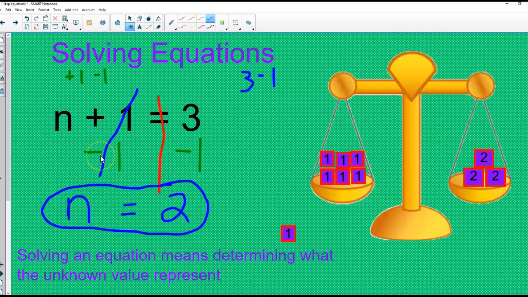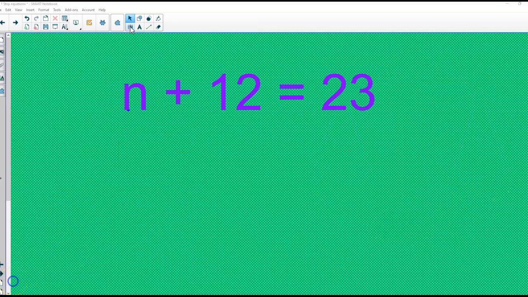Okay, and we did it by using the opposite operation. Okay, now as I said, I know most of you can do this in your head, but you need to be able to write the opposite operation here and to solve. I'm going to be a stickler for this. Okay, let's look at another one.